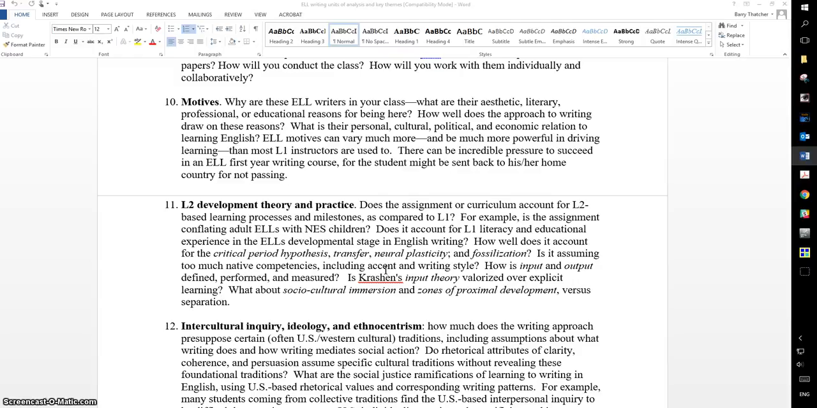So this is one of the rich areas, and this is why we're introducing the first part of the course with L2 theory. But specifically, for example, if we look at a compositionist who's not well versed in L2 acquisition theory, and that compositionist claims to be writing an article or exploring ELL writers and is not familiar with the terms, we can call them out on that.